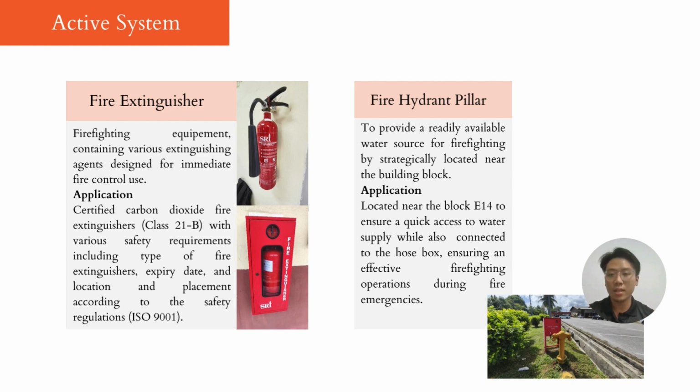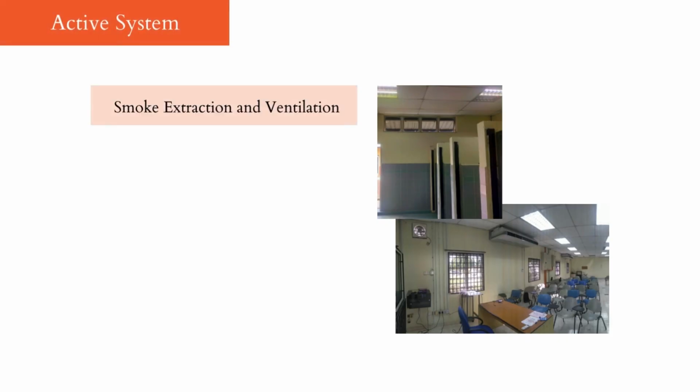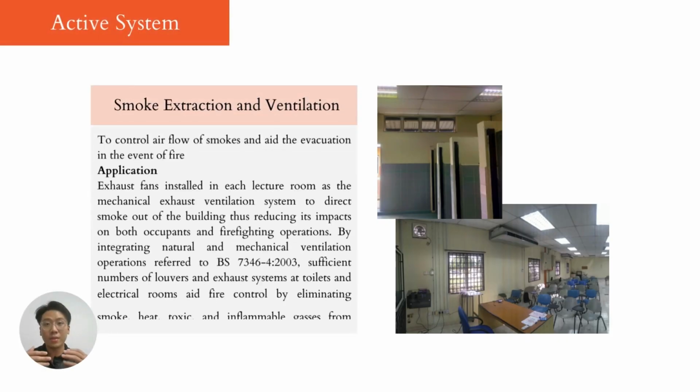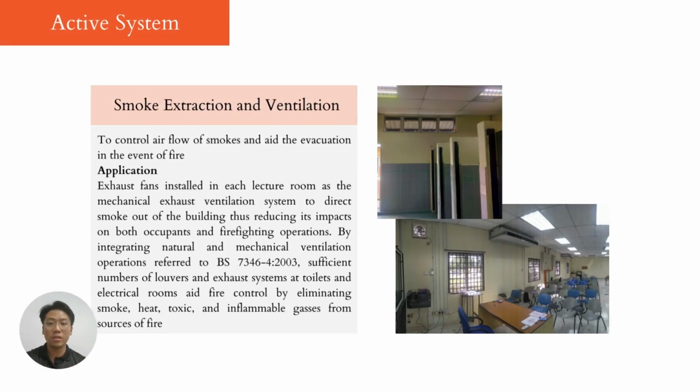However, it is expected that the pillar provides no information about the water pumping capacity, as well as identification markings of water pressure according to a color coding scheme. From the site visit, it is expected there are a few exhaust fans installed in each lecture room as the mechanical ventilation system to direct smoke out of the building, thus reducing its impacts on both occupants and firefighting operations.